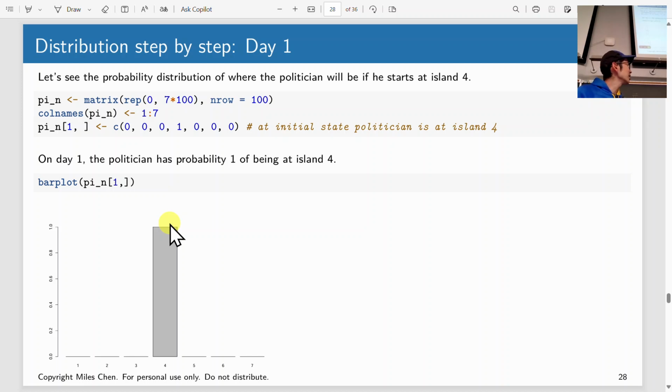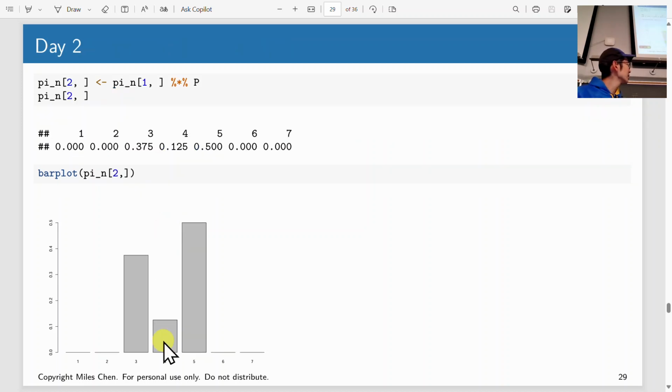Okay, so at the next iteration, he'll be at island 5 with probability 0.5, island 4 with probability 0.125, and island 3 with probability 0.375. So this is our distribution on day 2.